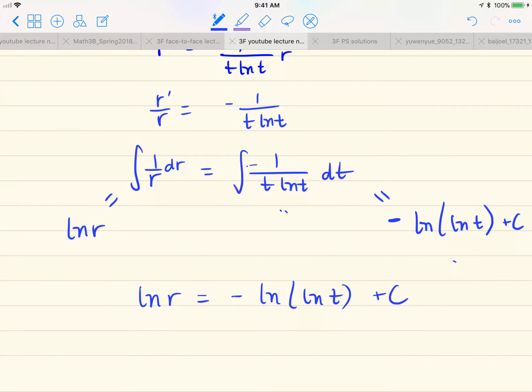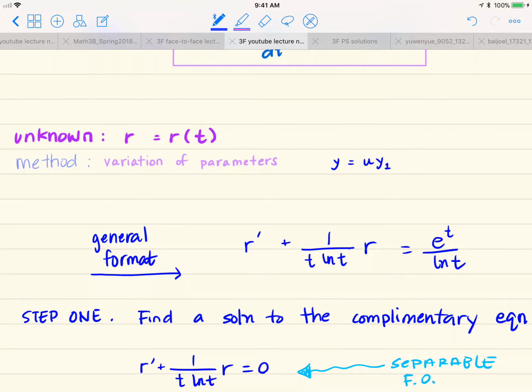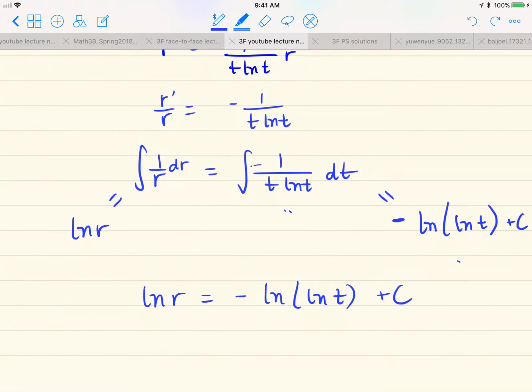Now, we are trying to find just a solution, right? We're just trying to find a solution to the complementary equation, not the general solution. So I can let c equal 0. I could let c equal 1, it doesn't matter, but here I'm just going to let c equal 0. It'll disappear. So we'll have natural log of r equals negative natural log of t.